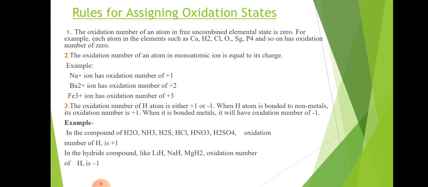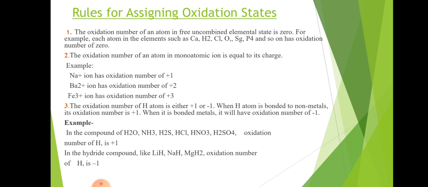First rule: the oxidation number of an atom in a free, uncombined elemental state is 0. For example, each atom in elements such as calcium, H2, Cl2, O2, and P4 has an oxidation number of 0. That is the first rule.